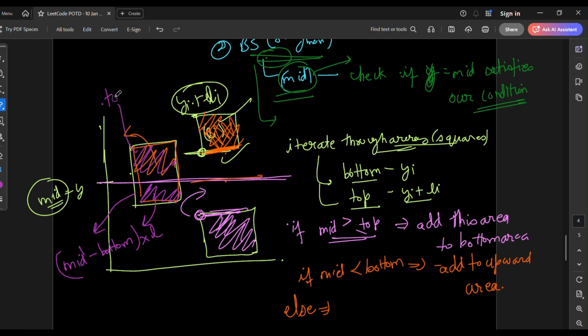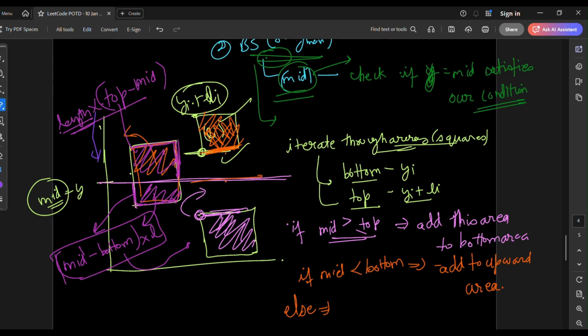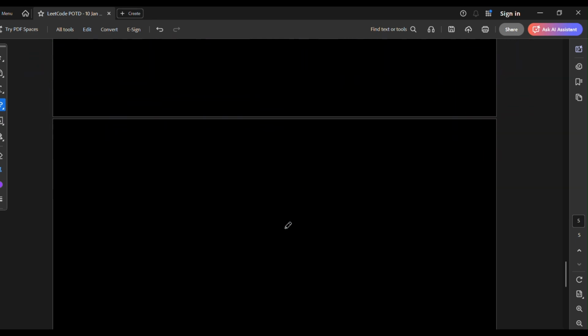And this area will be top minus mid, multiplied by length. How? This is the length and this is top minus mid. So it is a rectangle, length cross breadth. Similarly, this is the length and this is mid minus bottom. Okay, and we will add this area to the bottom part and this area to the upward part. Now you have understood the whole ideology that we are going to use.